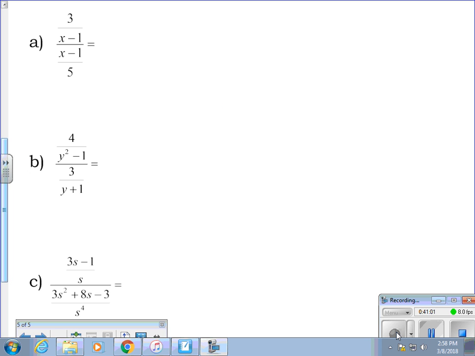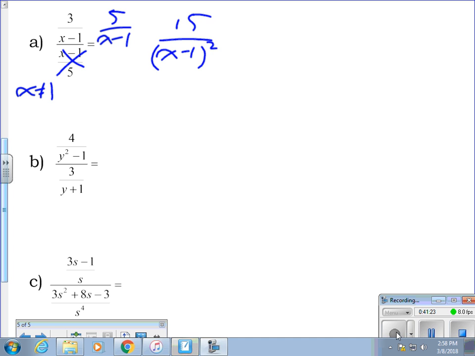Just make sure you have plenty of time for your quiz, so it shouldn't be a problem. First thing I do, my domain restrictions: x cannot be 1. Okay, that's the only thing I need to worry about. Multiply by 5 over x minus 1, and I get 15 over (x minus 1) squared, or (x minus 1) times (x minus 1). Either way is fine with me.